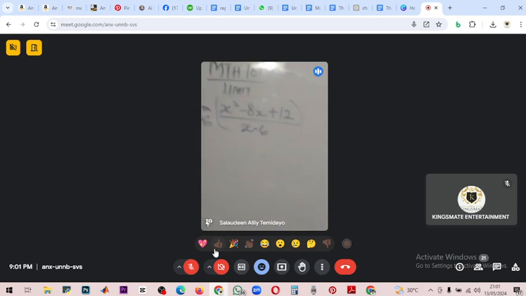Factorize it and just tell us the factors. Is it x plus what and x plus what, or x minus what and x minus what? Factorize x squared minus 8x plus 12. X minus 6, x minus 2. Perfect. So that's very perfect. We have x minus 6 times x minus 2.